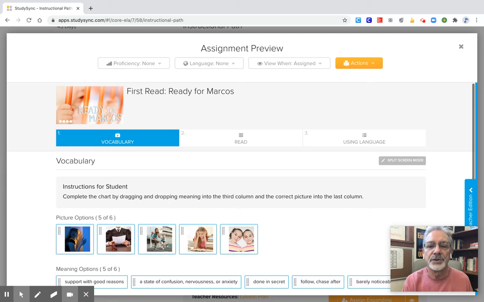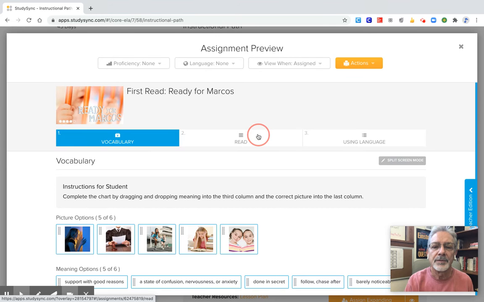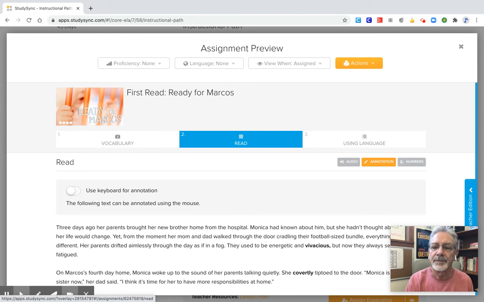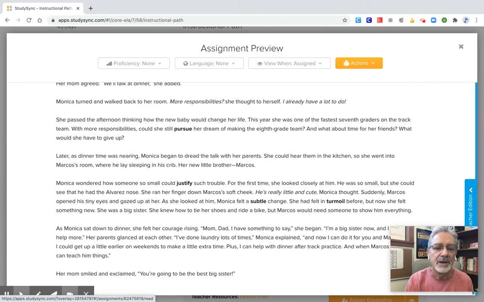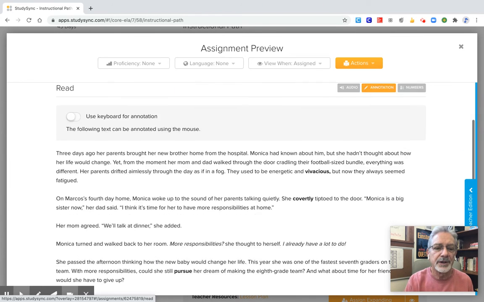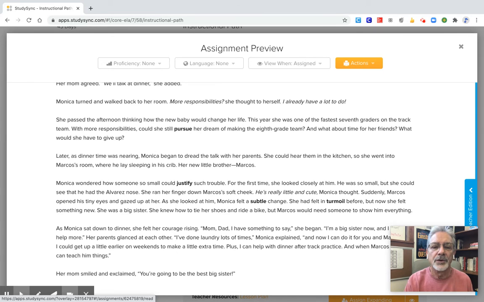When we go to the next section, it's reading. So we want to read. Here's the story. It's not a huge story. That's all there is right there. But you'll notice that along with the story are words like pursue is highlighted, justify is highlighted, subtle, turmoil. All those words that we saw in the vocabulary are here in the story, and we can see them and how they're actually being used.